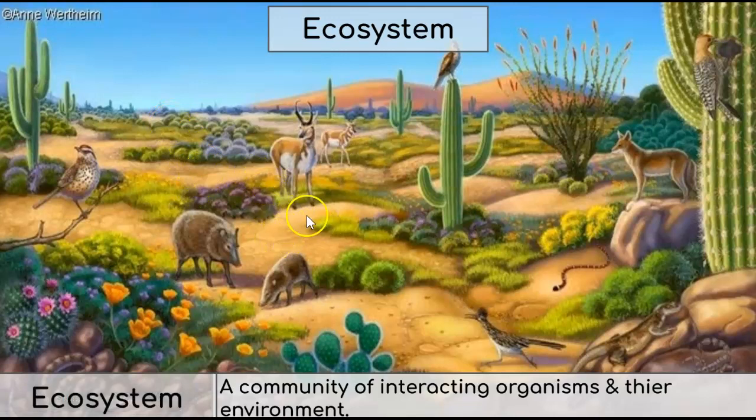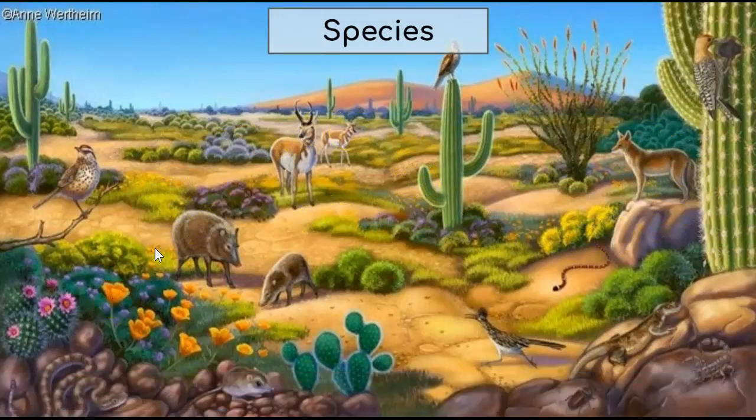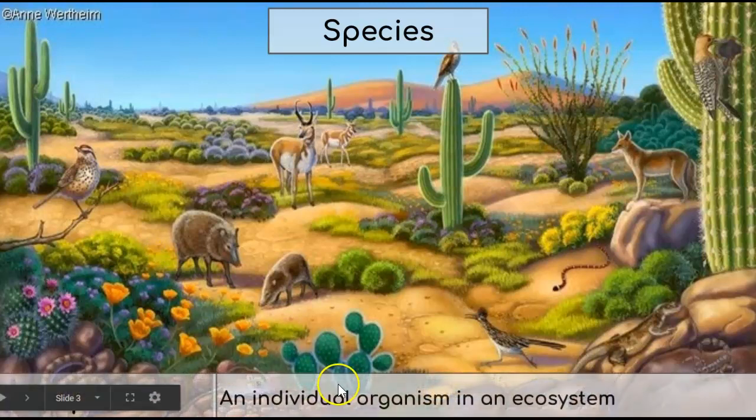Maybe the dirt is soft or maybe it's not soft, and that would be a place to hide or not hide. It would include the temperature of the air, whether it's cloudy. It includes everything that matters to the life of the creatures that live within the ecosystem. Now, the next word is species. Species is very specific. A species is an individual organism in an ecosystem.